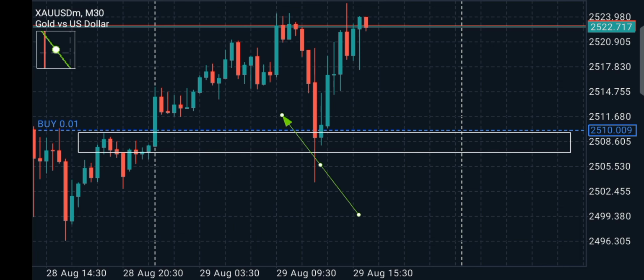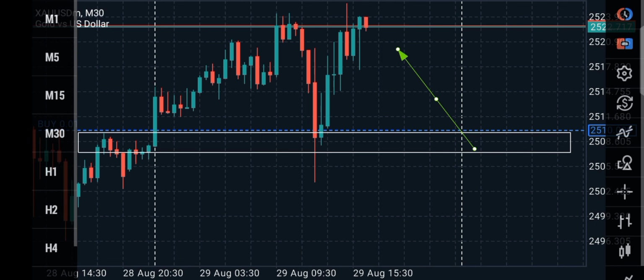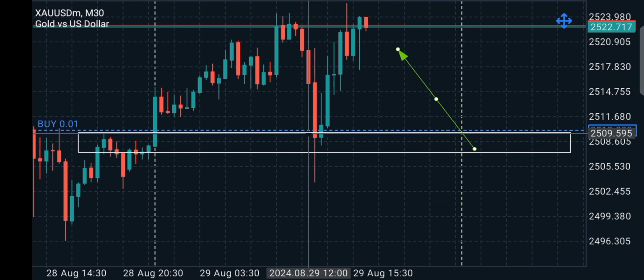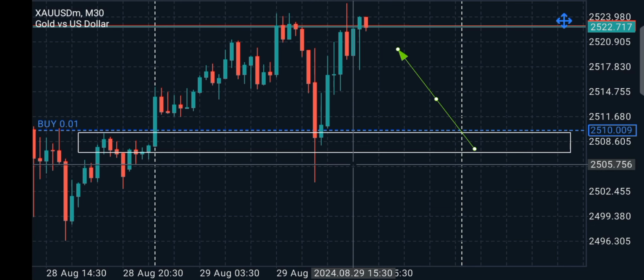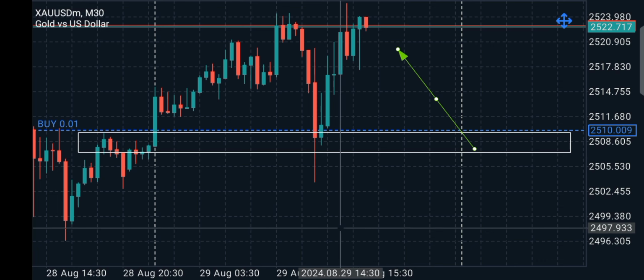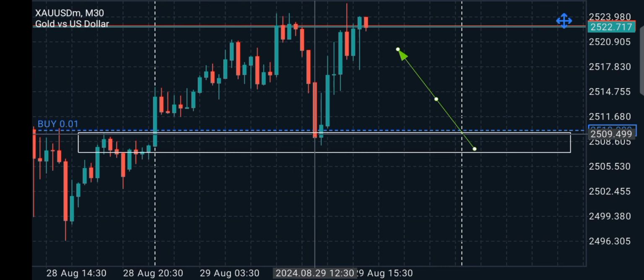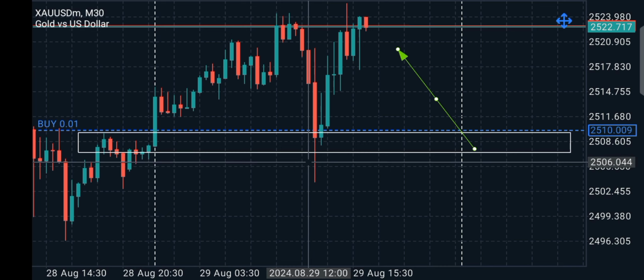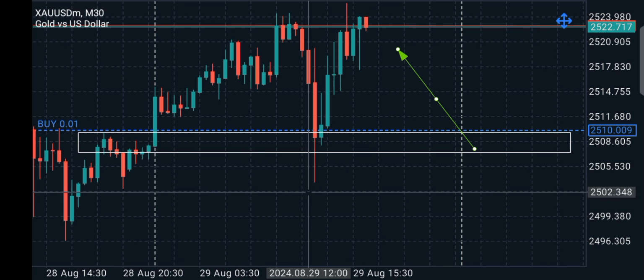So this move happened around 1:30. During this time of the day, which is the opening of the New York session, I always expect price to fill up an imbalance or mitigate another block, any of them, or sweep out liquidity, any of those places. So I just had to wait for price around here.